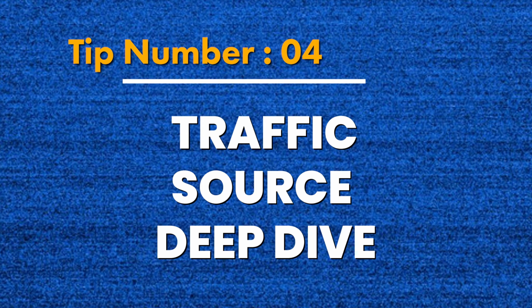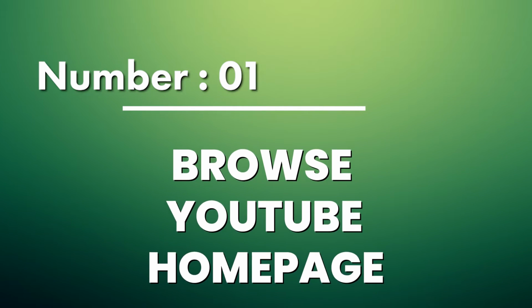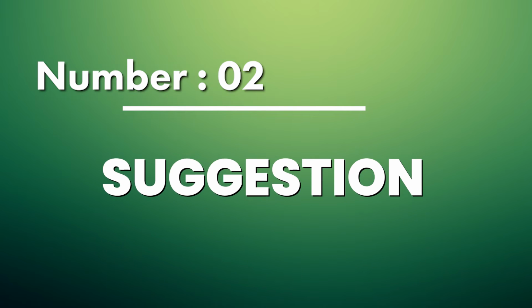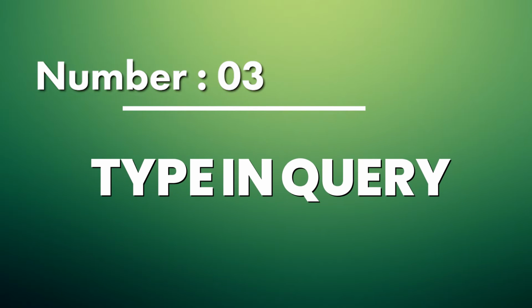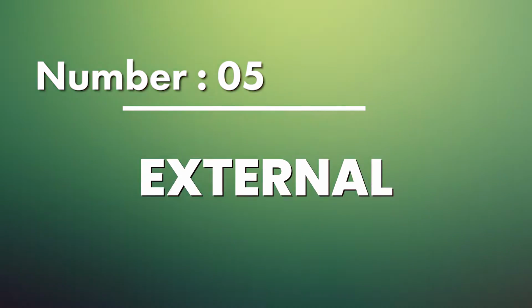traffic source deep dive. Know where your viewers come from. This section tells you how people are finding your content. There are 5 major ones. Number 1, browse, the YouTube homepage. Number 2, suggested, next to your other videos. 3, search, typed in queries. 4, Shorts feed. 5th, external, like Discord, blogs, or embeds.